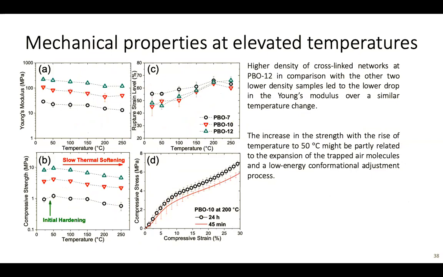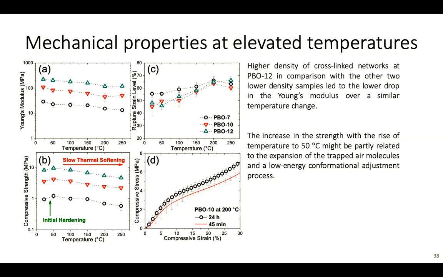Properties at elevated temperatures were also studied. These experiments have been done with instrument machines. For each sample, for each point, we had to do one full cycle, a full compression experiment, and repeat it at each different temperature. We had about 45 minutes of temperature soaking for each experiment.